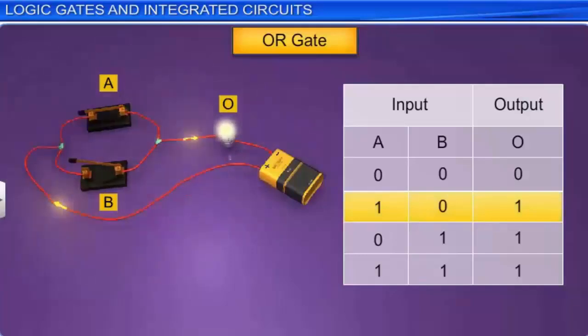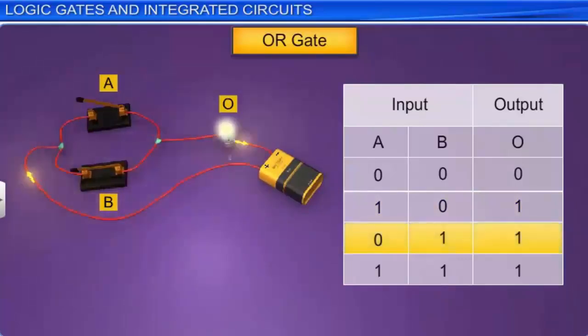When switch A is open and switch B is closed, input A is 0, while input B is 1. The bulb in this case again turns on. Hence, the output is again 1. When both switches A and B are closed, both the inputs A and B are 1. The bulb in this case yet again turns on. Hence, the output is again 1.